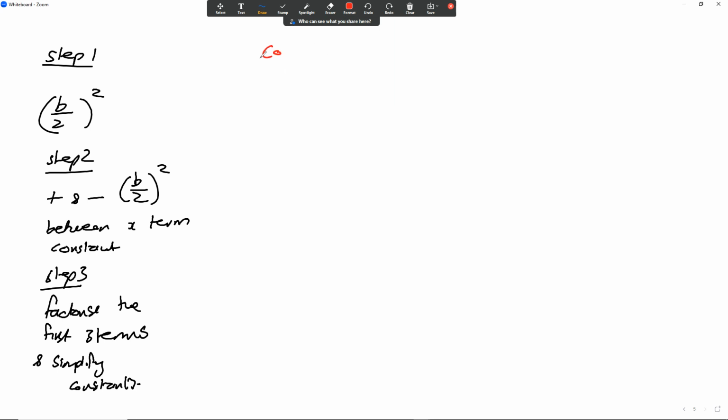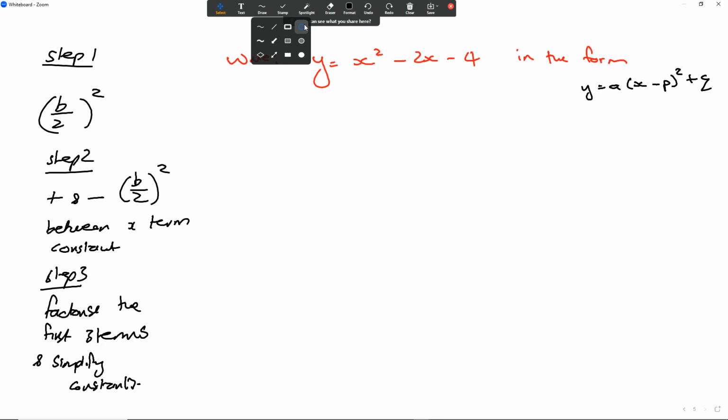Complete the square. Let's say we want to write y equals x squared minus 2x minus 4 in the form y equals a(x minus p) squared plus q. Let's see if you can do that one. Okay, so in completing the square for this example, what we have is the following.